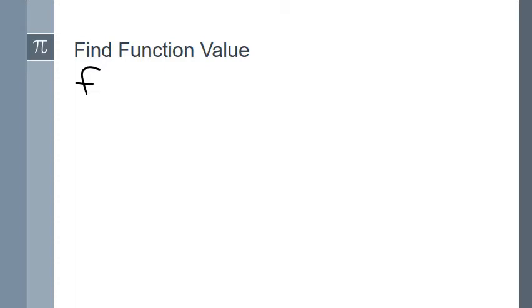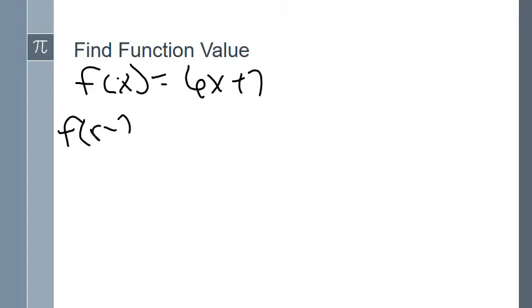Let's say that we've got f of x equals 6x plus 7. Let's say that this is our function notation or our function equation. And this time we're asked to find f of r minus 2. So this is a little bit different. We're building on our concepts. And so what I'm going to have to do here is in place of this x, I'm going to have 6 times r minus 2. I'm substituting the r minus 2 for the x, plus 7. Then I've got to solve.